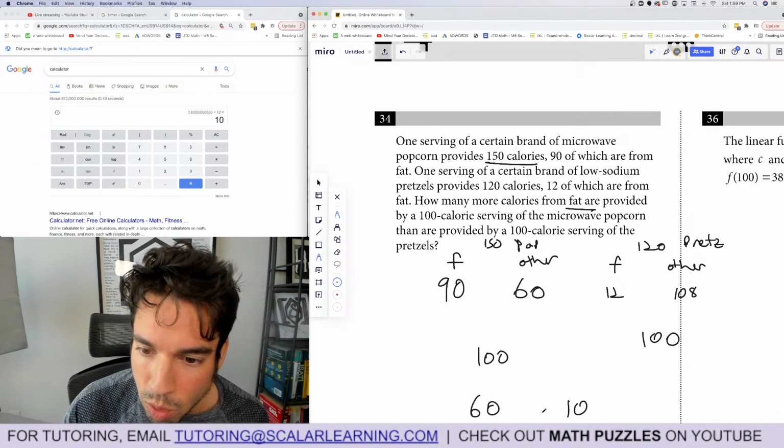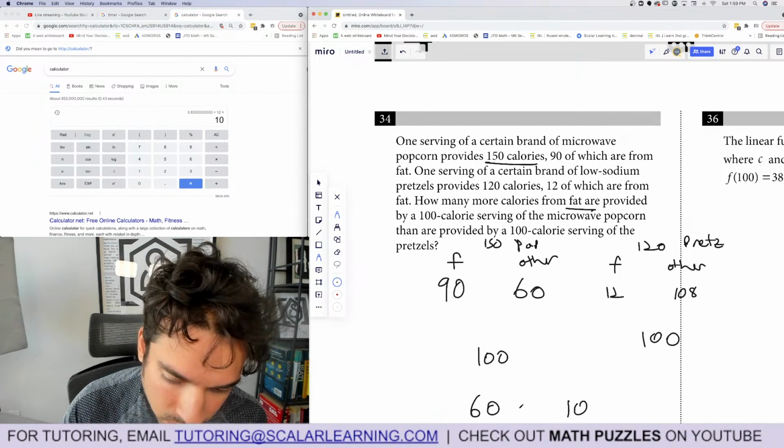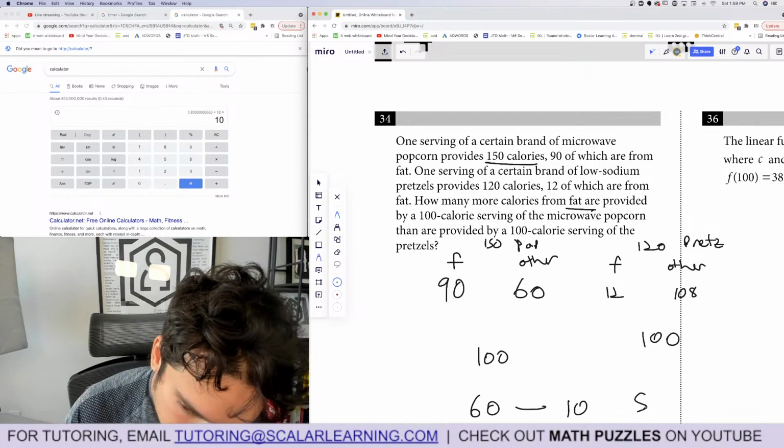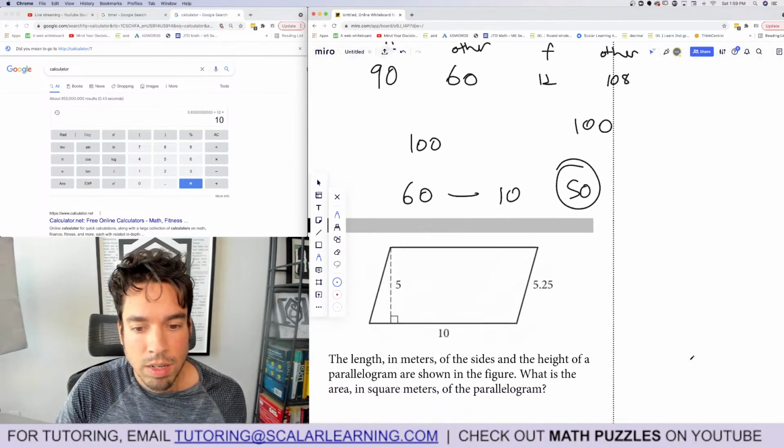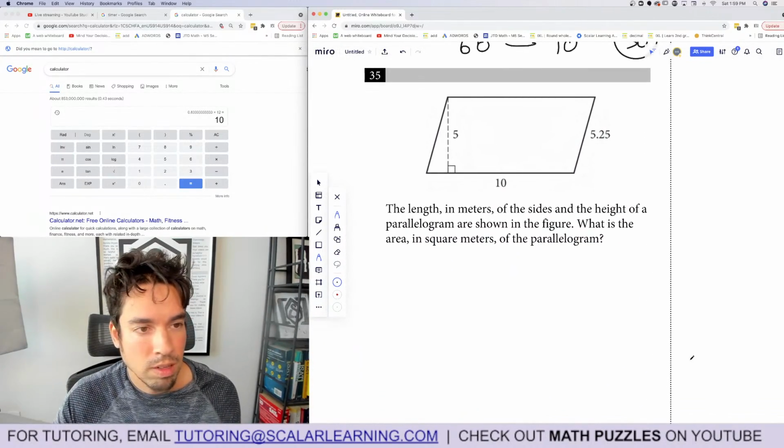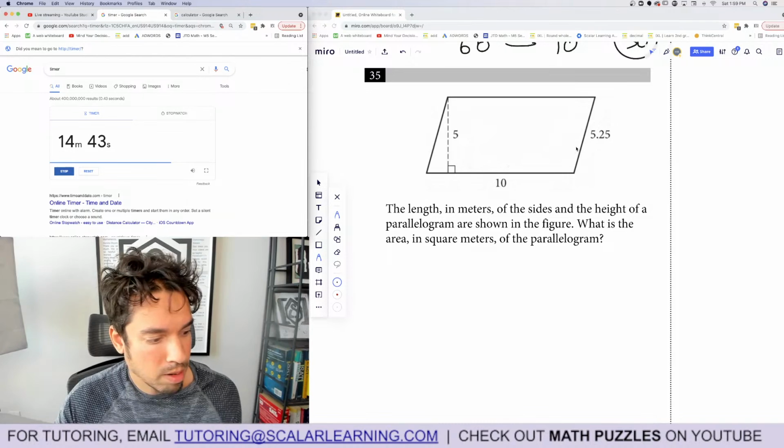So how much more? It says how many more calories from fat? 50. Okay, 35. Pretty difficult question, actually. Deceivingly difficult. It seemed not so bad, but it's just confusing.